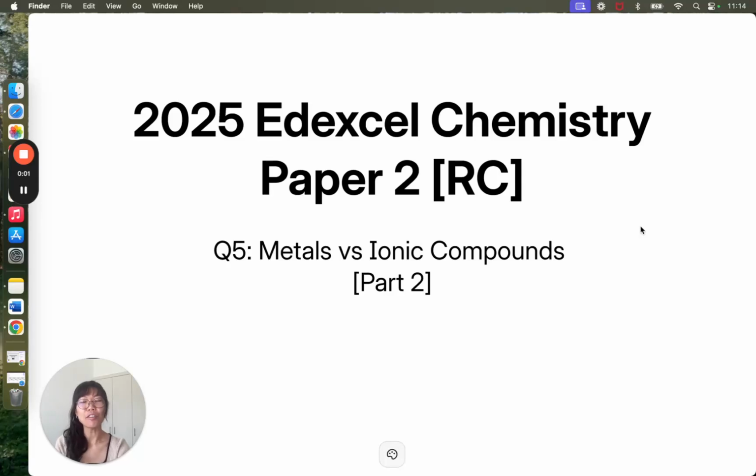I think we're looking at a really lengthy question that is heavy on wording. That's 5 marks here for question 5, second part. In summary, this 5-mark question is going to be based on a comparison between metallic and ionic compound structure. So let's dive into things.